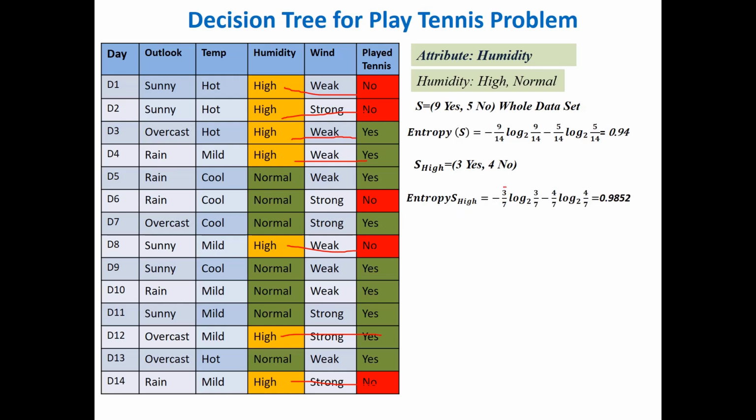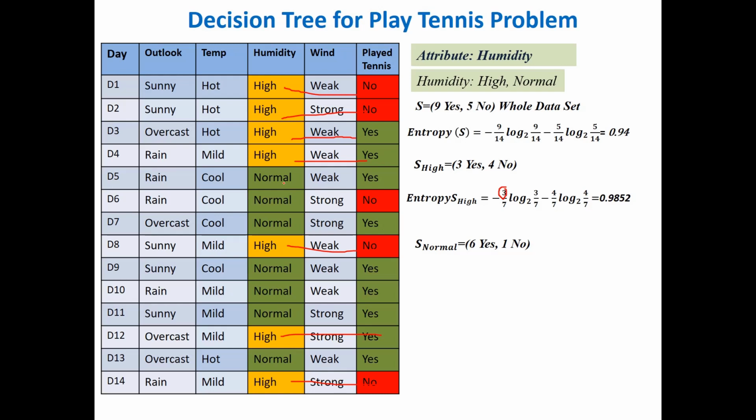It is 3 out of 7 positive, so minus 3 by 7 log to the base 2 of 3 by 7, minus 4 by 7 log to the base 2 of 4 by 7. It comes out to be 0.9852. Then next consider the normal case. In the normal case, there are 7 total examples.